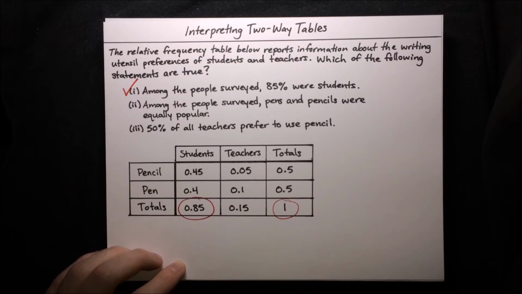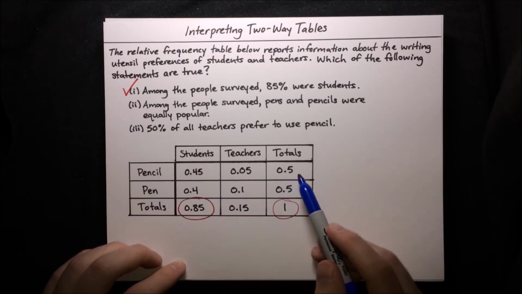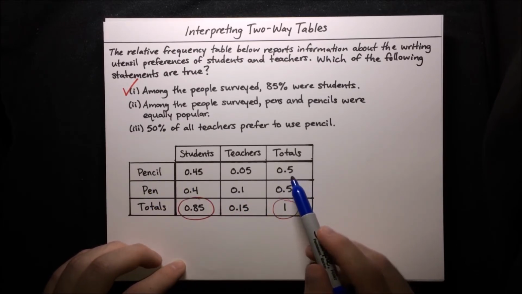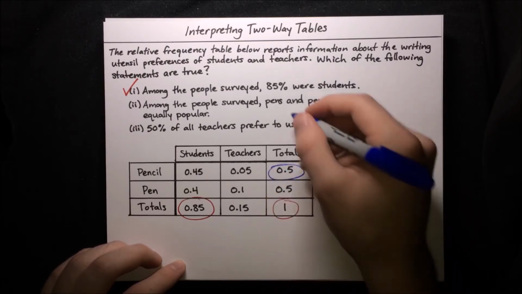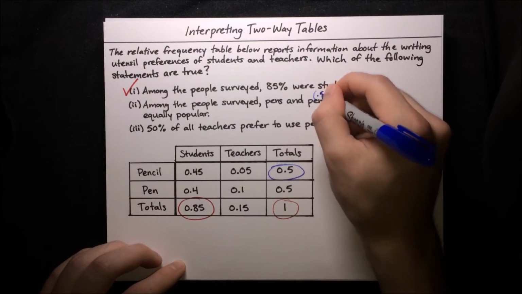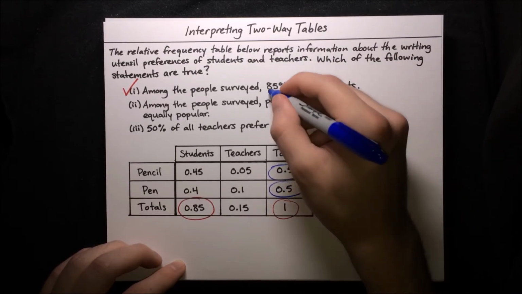Among the people surveyed, pens and pencils were equally popular. Let's look at the totals of the pen row and the pencil row. These will tell us the portions of the people who prefer pencil or pen. So for pencil, the portion 0.5 prefer pencil, so 0.5. And for pen, the portion 0.5 prefer pens.